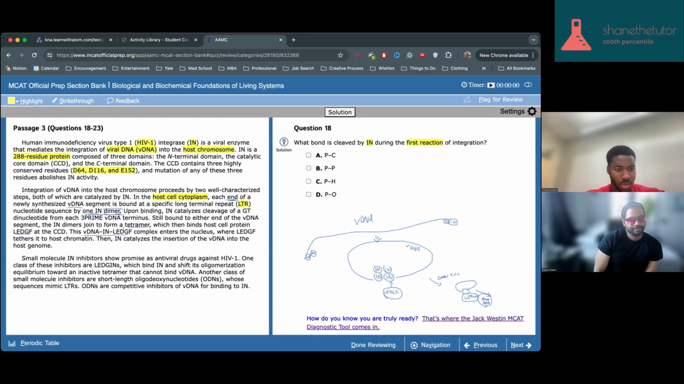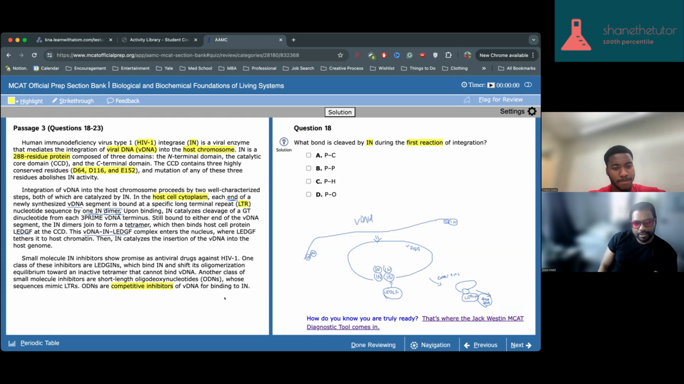In the last paragraph: small molecule IN inhibitors show promise as antiviral drugs against HIV-1. One class of these inhibitors are LEDGINs, which bind IN and shift its oligomerization equilibrium toward an inactive tetramer that cannot bind vDNA. Another class of small molecule inhibitors are short ODNs, whose sequences mimic LTRs. ODNs are competitive inhibitors of vDNA for binding to IN. So I'd probably highlight competitive inhibition.